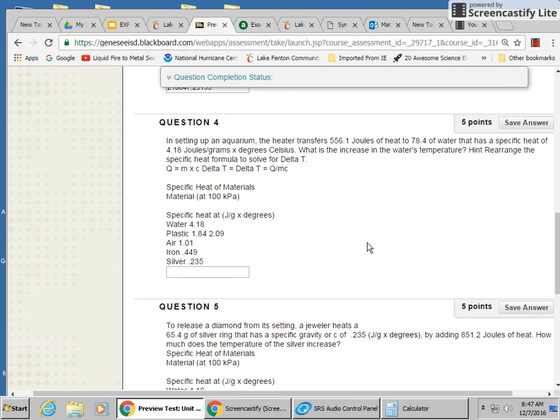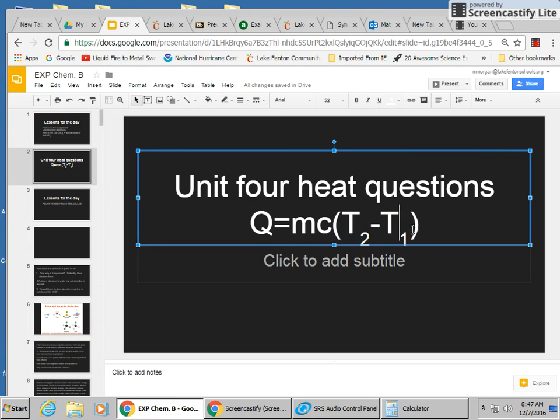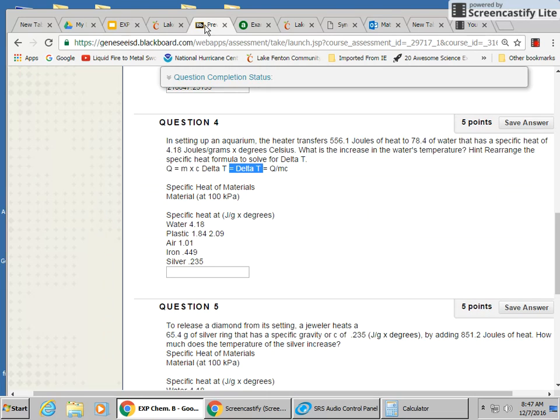And then this one, I give you the equation. You're solving for delta T. If we're looking at this equation, we're solving for delta T. So all you do is take MC and divide it into Q, and that gives you delta T. It's the same thing as 2 times 5 equals 10, and you're going to solve for 2. 10 divided by 5 is 2.